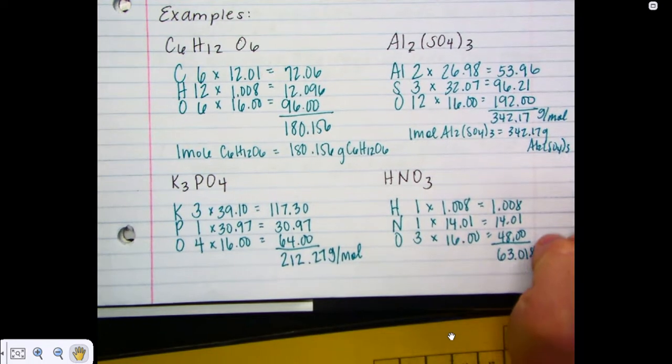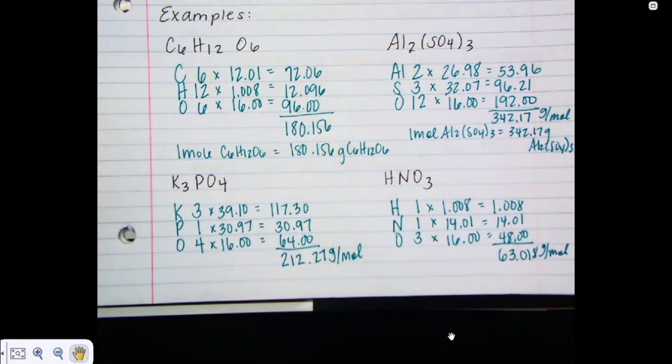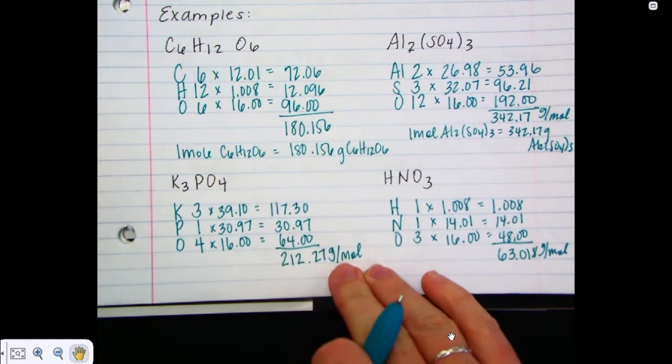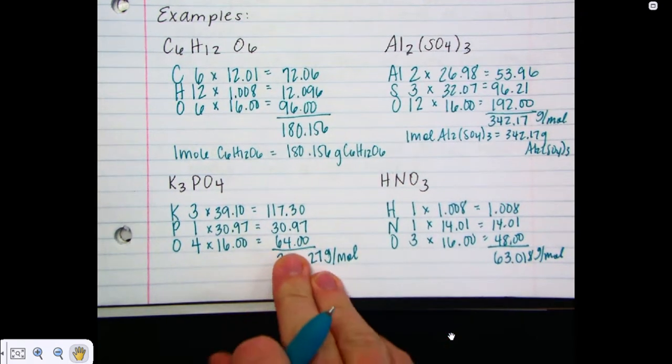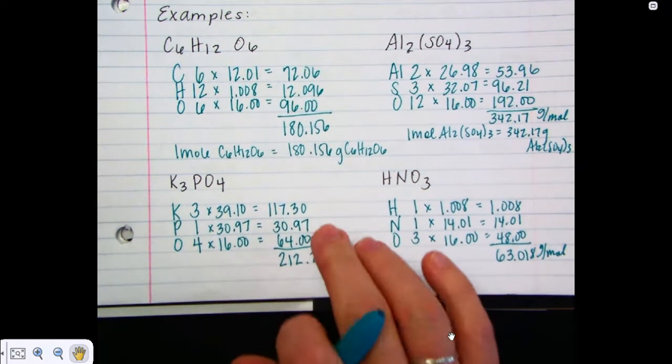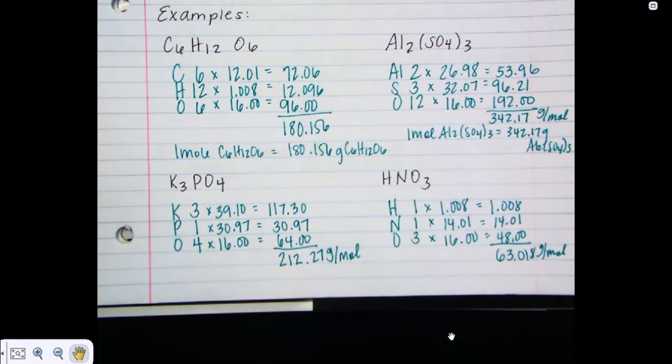63.018 grams per mole. All right, so that process, again, anytime you are in grams doing stoichiometry or asked for grams, you're going to have to find molar mass to be able to do those conversions. Make sure you don't rush through it and make silly mistakes in your calculator.